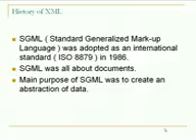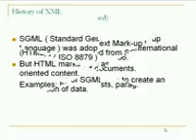Now, this is a brief history of XML. Actually, Standard Generalized Markup Language (SGML) was adopted as an international standard, ISO 8879, in 1986. SGML was all about documents. Main purpose of this was to create an abstraction of data.